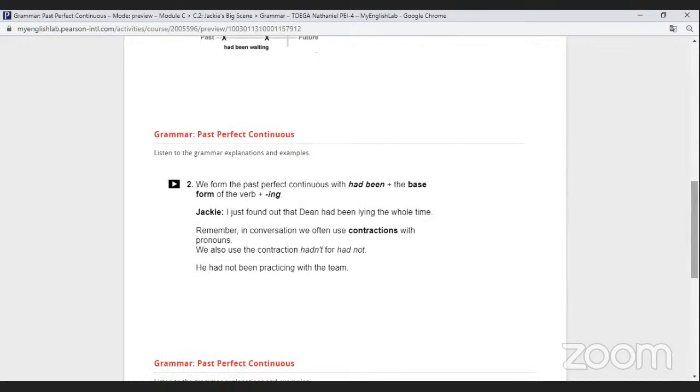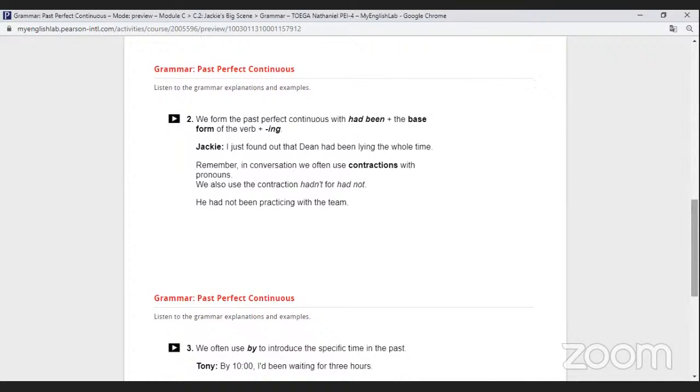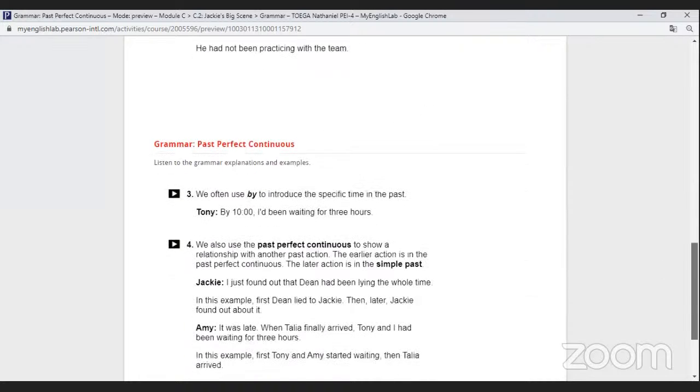What else? Number two, we can see. We form the past perfect continuous with had been plus the verb with ing, okay? The example says, I just found out that Dean had been lying the whole time, right? Remember, in conversation, we often use contractions. With pronouns, we also use the contraction hadn't for had not. He had not been practicing with Dean, right? Yeah, you know these contractions, right? Yeah, I got it. Yes.